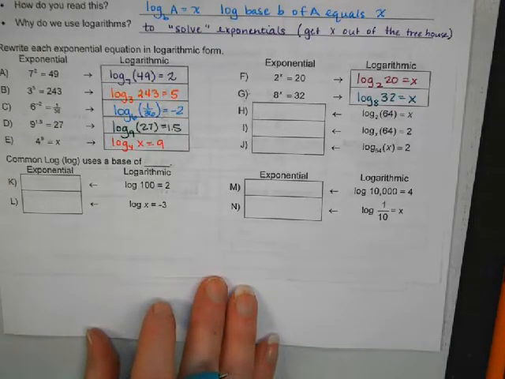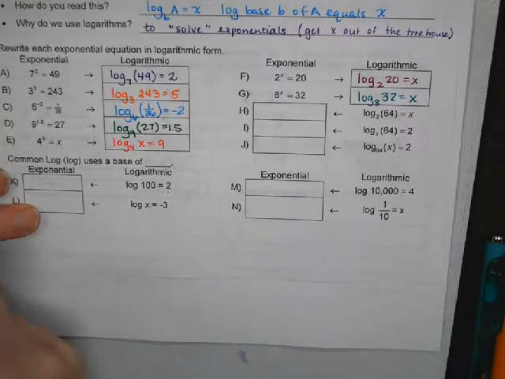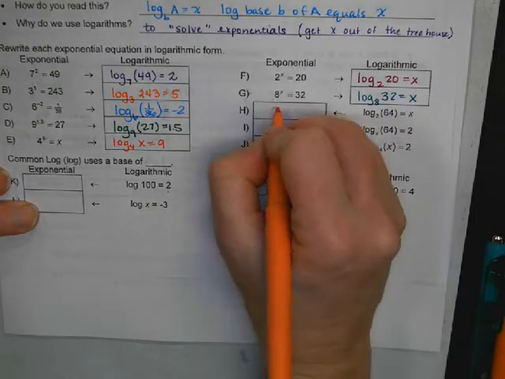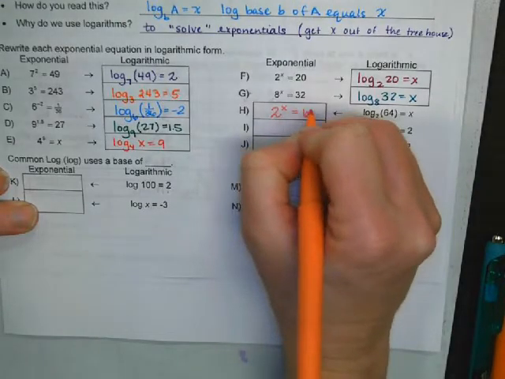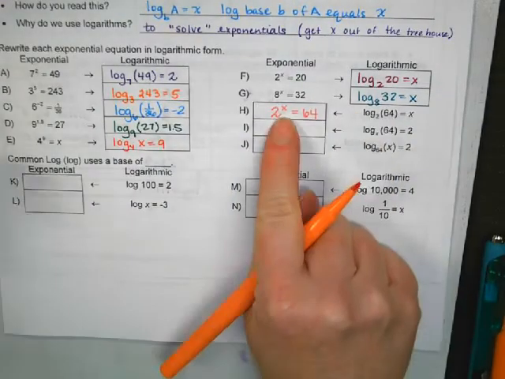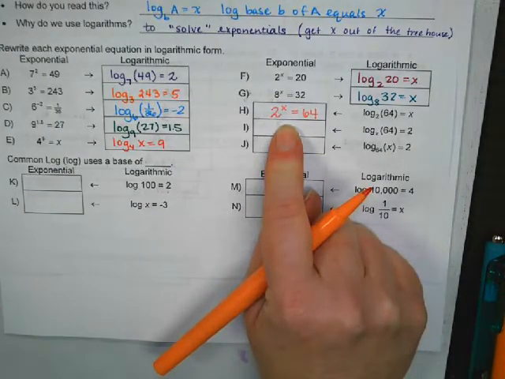All right, so starting on H, now we have to reverse it. Now they're giving us a log, and we've got to go to the exponential. So the base is still the base. So now it's just going to be a big 2. 2 to the x equals 64. So before I go any further, what would x be? If 2 to the x equals 64, 2 to the what? 6. Yeah, 2 to the 6 would be 64, so x equals 6.